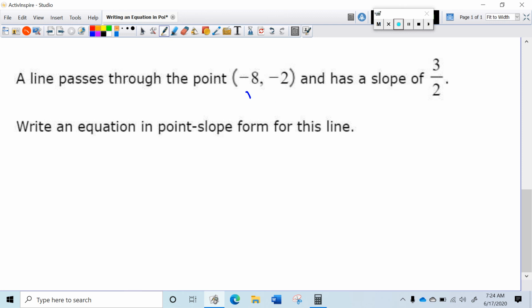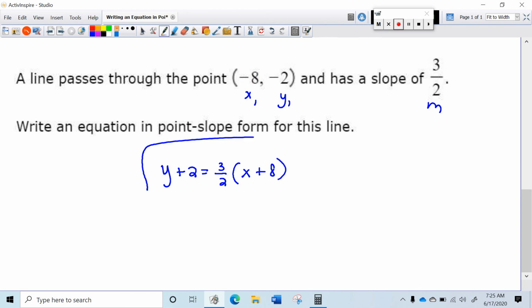So I have x sub 1, y sub 1, my slope. So I have y, and the opposite of the y they gave me, the opposite of negative 2 is positive 2, equals m is 3/2. And then x, the opposite of the x they gave me, the opposite of negative 8 is positive 8. Point slope form.